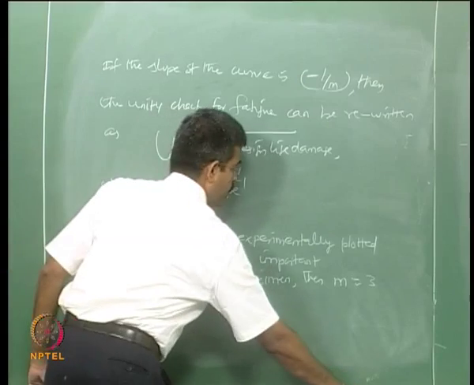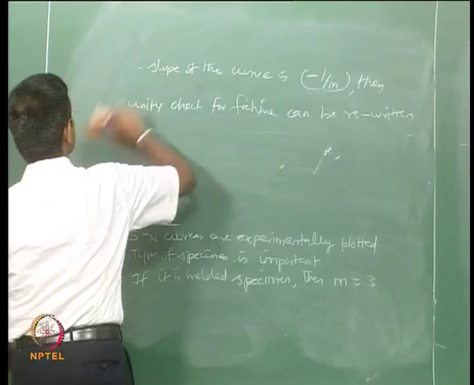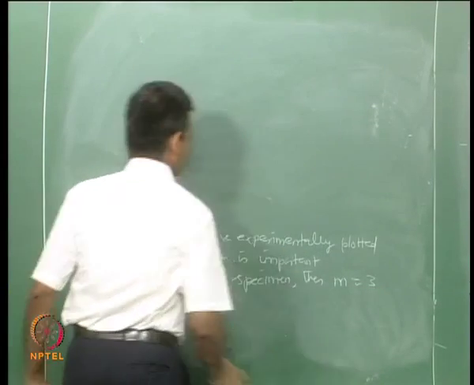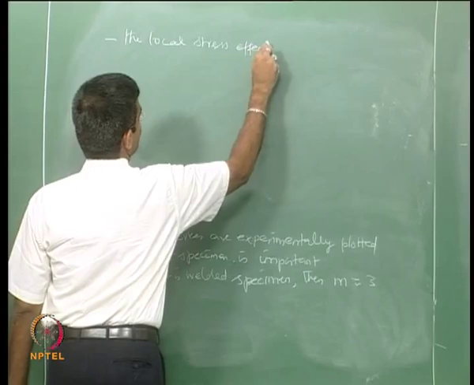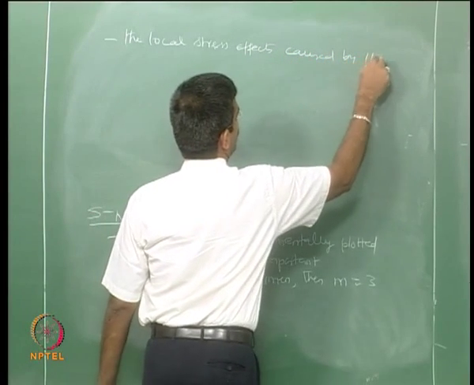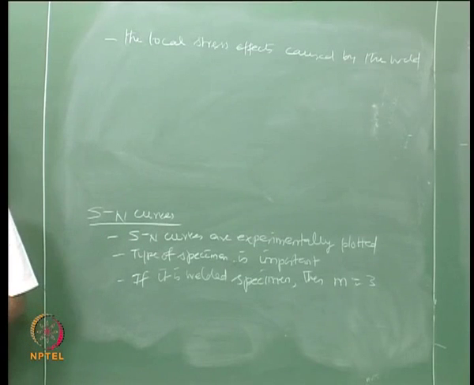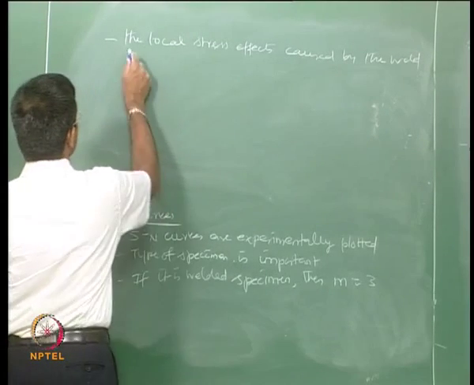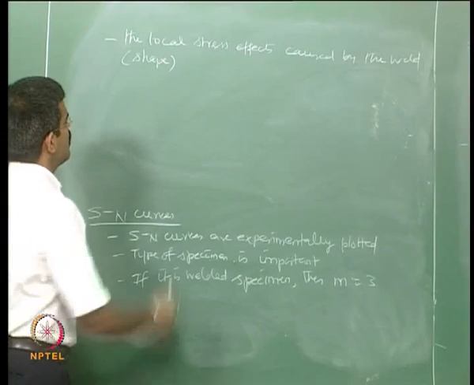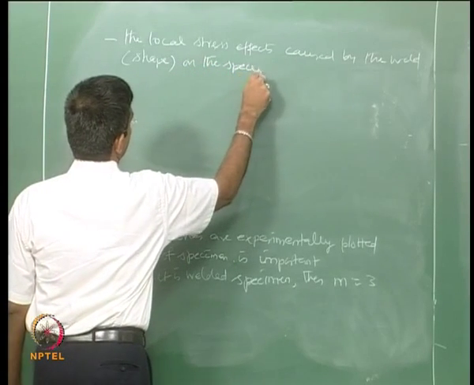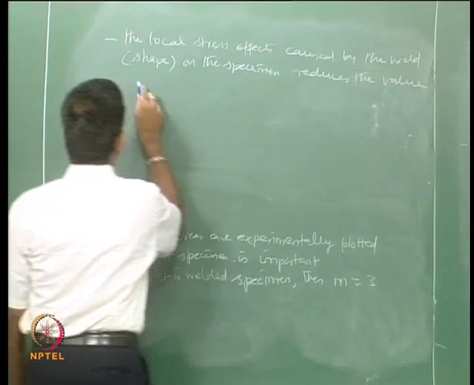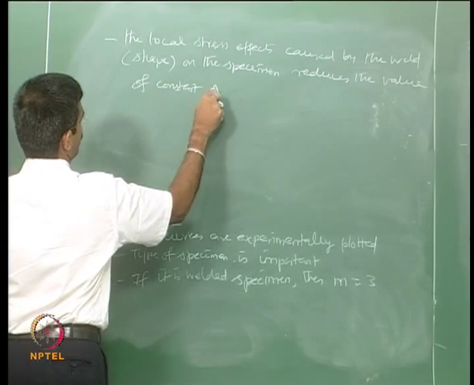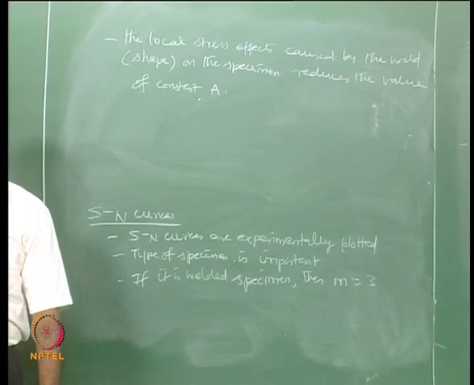Now interestingly, the local stress effects caused by the weld, or I should say by the shape of the weld on the specimen, reduce the value of constant A. A is a constant, okay? We saw it in this equation earlier.